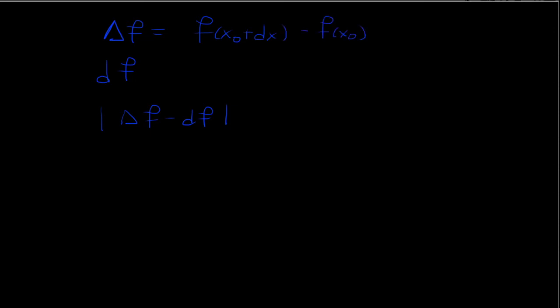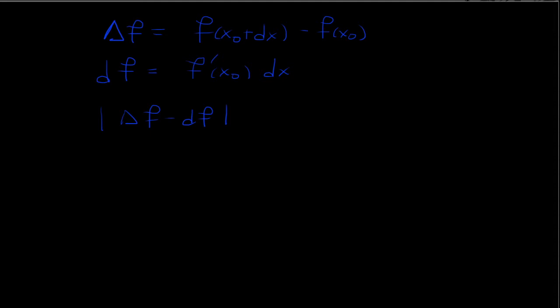In this video, we're going to be looking at the change, delta f, the value of the estimate, and the approximation error. So the change will be f of x naught plus dx minus f of x naught. The value of the estimate will be the derivative at x naught times dx. And the approximation error will be the difference of those two, and then the absolute value of that.